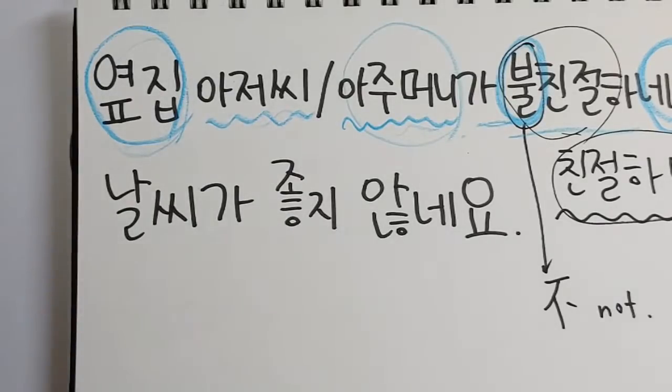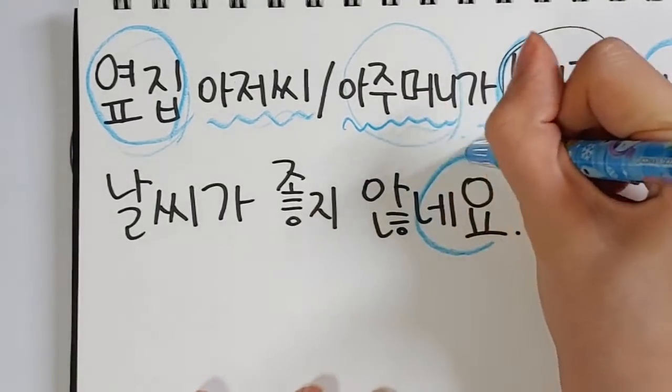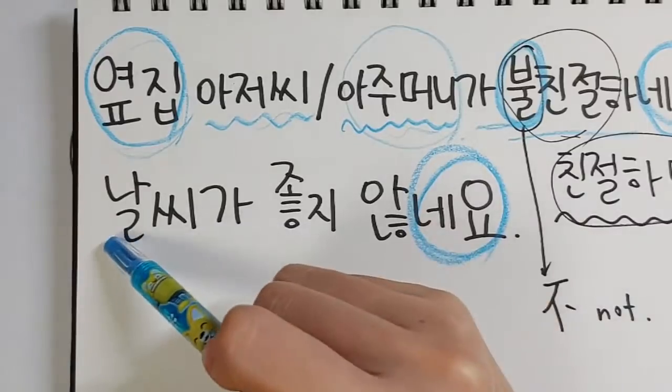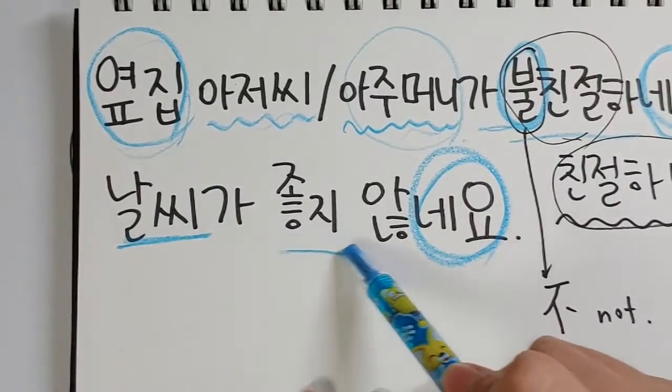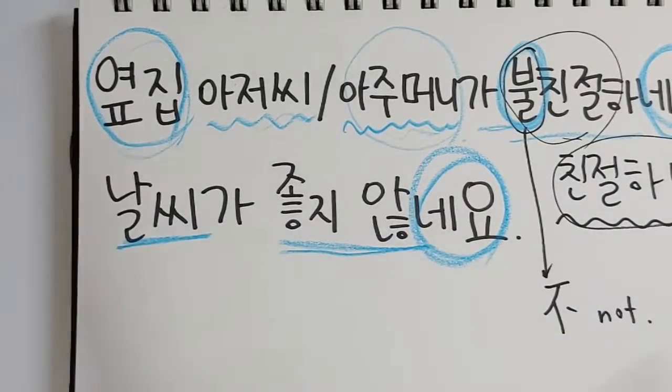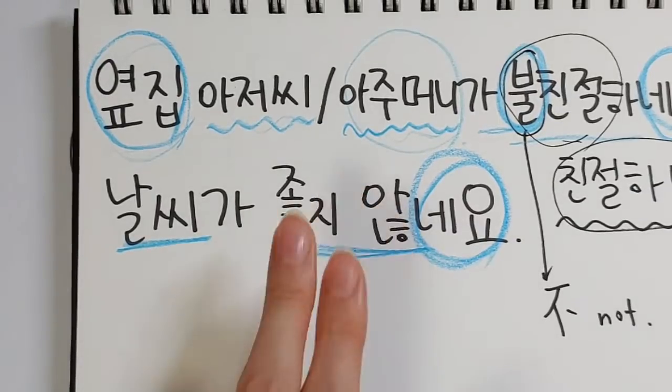And how about 날씨가 좋지 않네요. So the weather isn't always good, right? So on days when you feel like the weather is terrible, you can say this. 날씨가 좋지 않네요. I can see that the 날씨, weather, is 좋지 않다. It's a negation of 좋다, right? Not good.